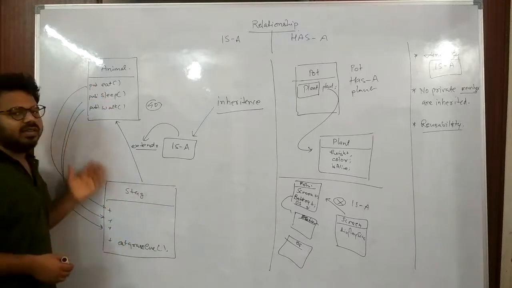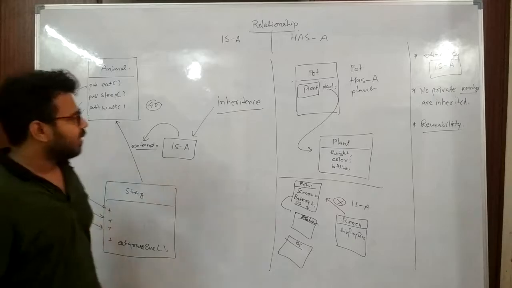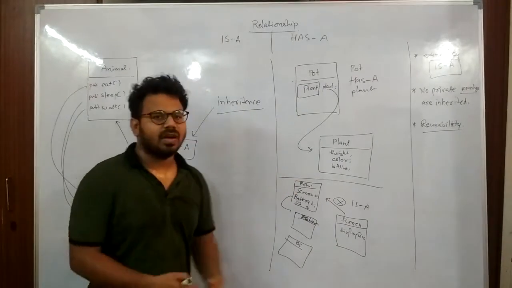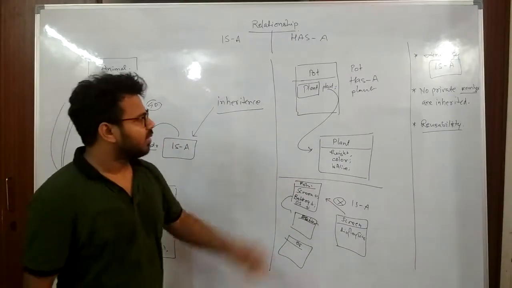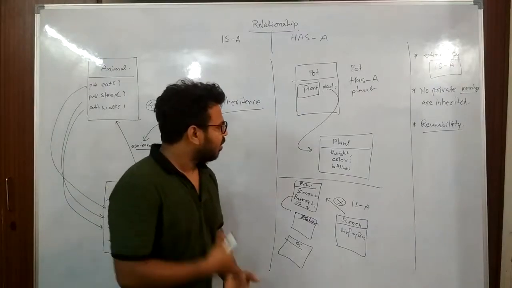So here you can easily see reusability, but in the case of has a relationship, it is hard to recognize where this code is reusable. But think of a scenario.